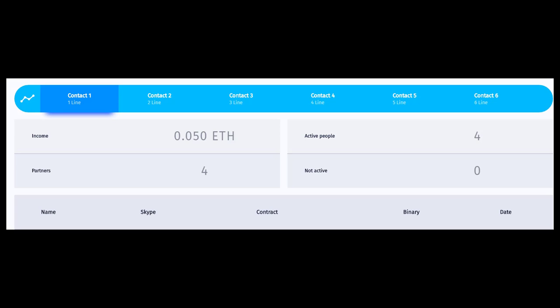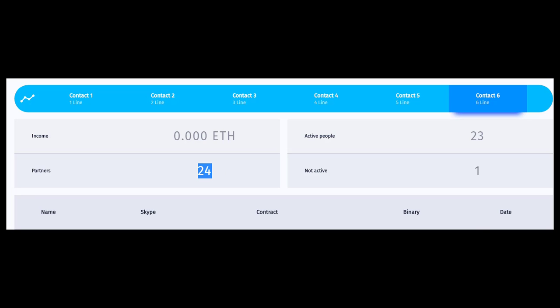Now, dear friends, we will show you on a specific contract and an example of somebody's contract how to form lines of partners. For example, if you look at contract 1, this person invited 4 people. As you can see, on contract 2, those 4 people invited 18 people. On contract 3, those 18 people invited 19 more people. On contract 4, those 19 people invited 13 people. On contract 5, those people invited 12 people. And on contract 6, people invited 24 people.